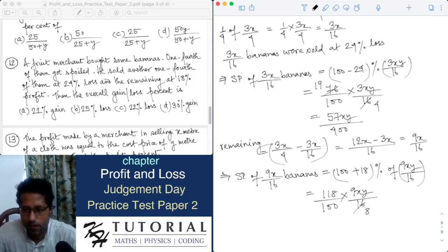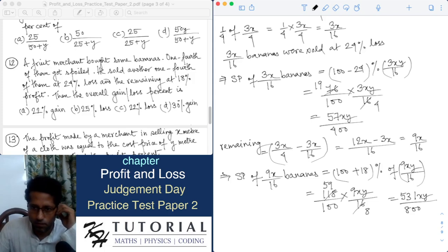If we simplify it further, we get 531xy by 800. We are getting some really weird values. So this is the selling price of 9x by 16 bananas.